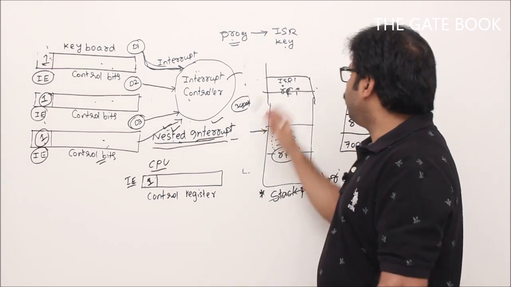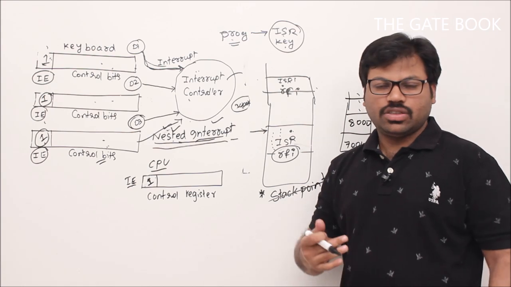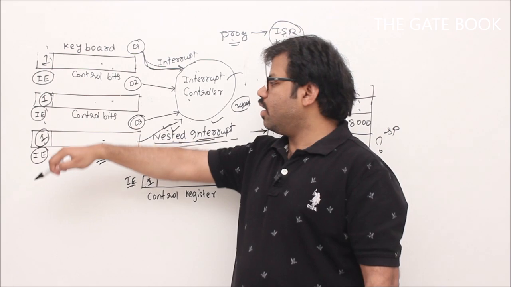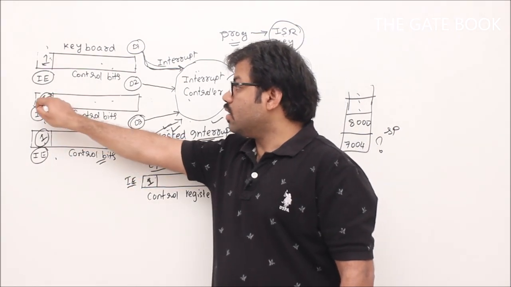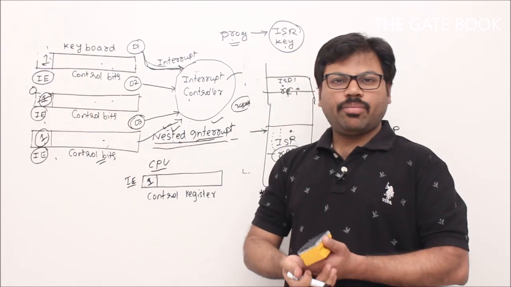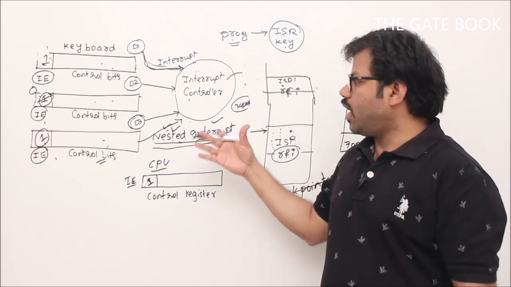Then what to do? Simple. In this interrupt service routine, the very first instructions, you have to implement it in such a way that, since you want interrupts only from D3, that interrupt service routine should make this IE bit 0. Then only this and this can generate interrupts. In that way we can plan, not a problem.